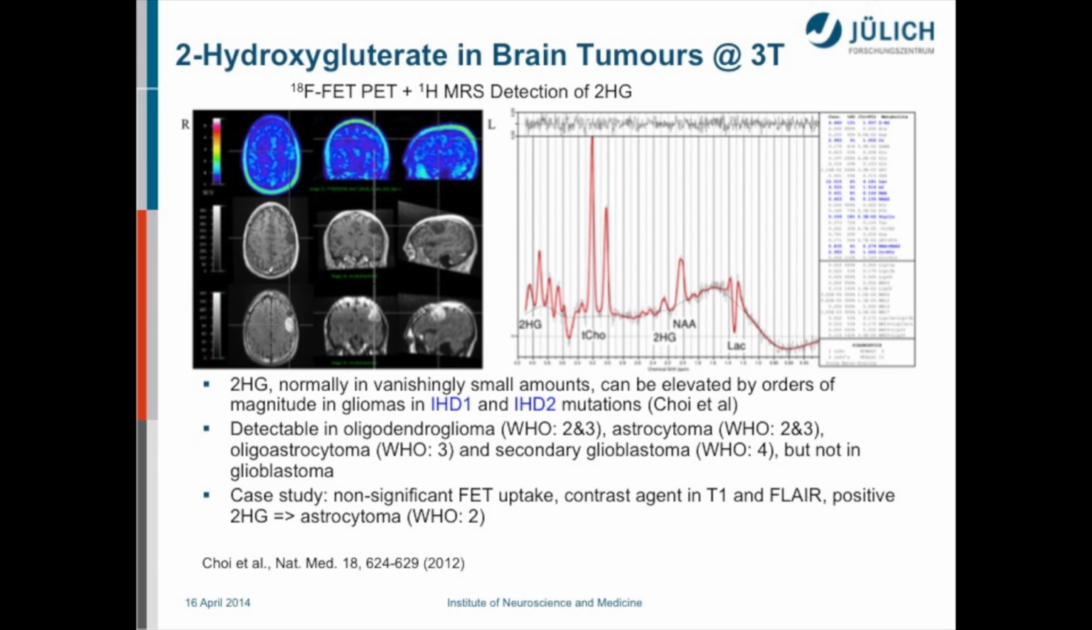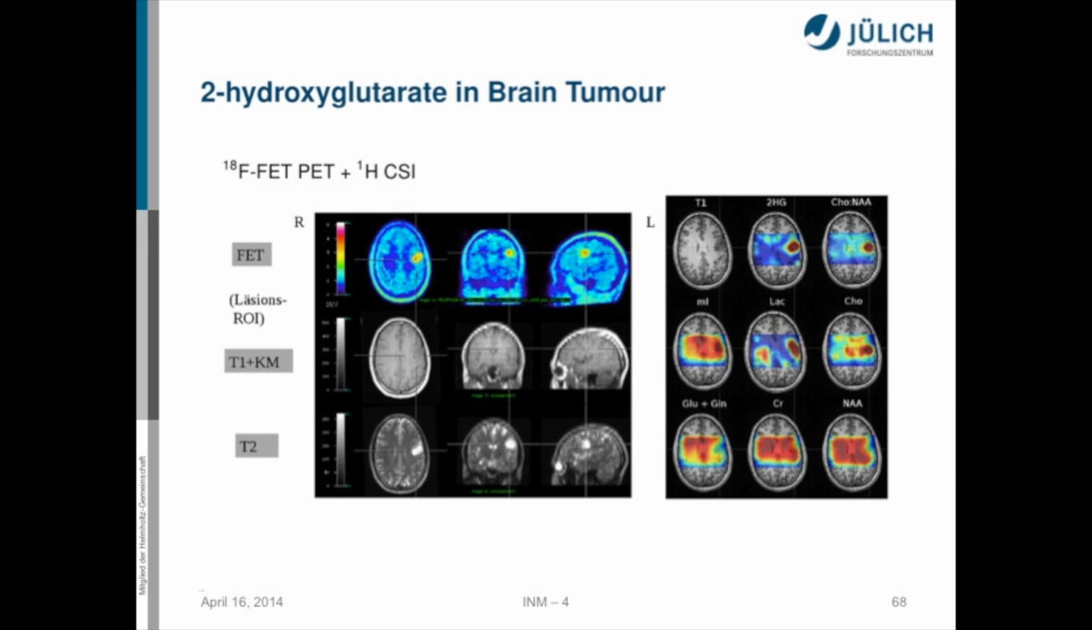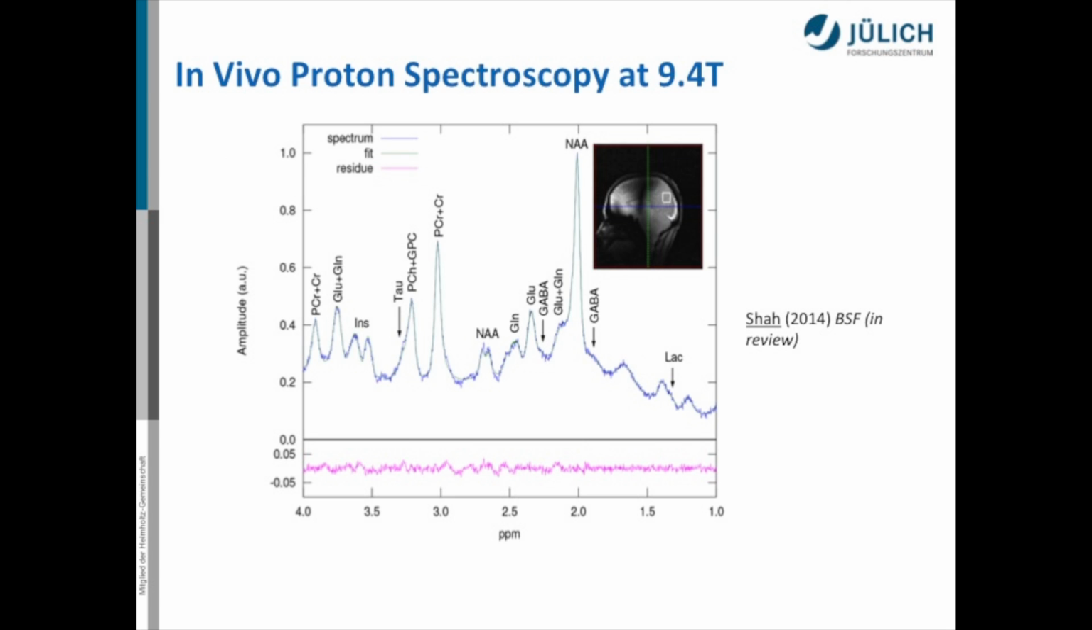You can go further and sort of classify the tumor. And with the FET scan there also, see the delineation of the tumor. And then if you look at how well the 2HG peak corresponds with that, it's a great match. All at 3 Tesla, it is ready to go at 9.4. This is actually the only spectrum that we acquired before the magnet said goodbye.